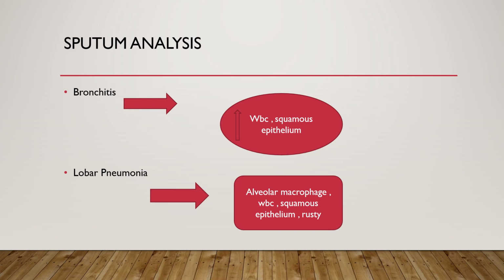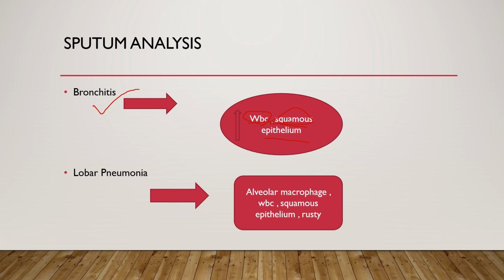First of all, I want to give you information about bronchitis. Bronchitis is inflammation. So whenever you see on the analysis an increased amount of WBC and squamous epithelium, then we are talking about bronchitis, meaning all other factors are normal. I will give you an example when we discuss practice questions. Then you will see that there is only an increased amount of WBC and the presence of squamous epithelial cells, indicating bronchitis.